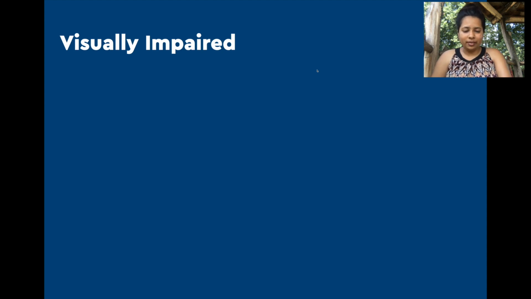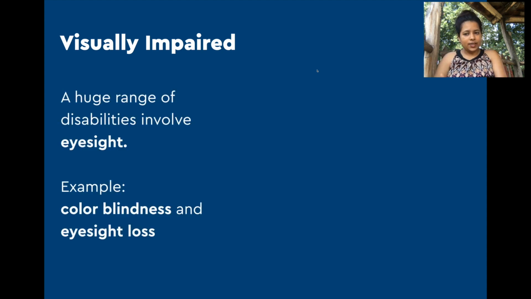What is visually impaired now? The definition says a huge range of disabilities involve eyesight, color blindness, and eyesight loss.